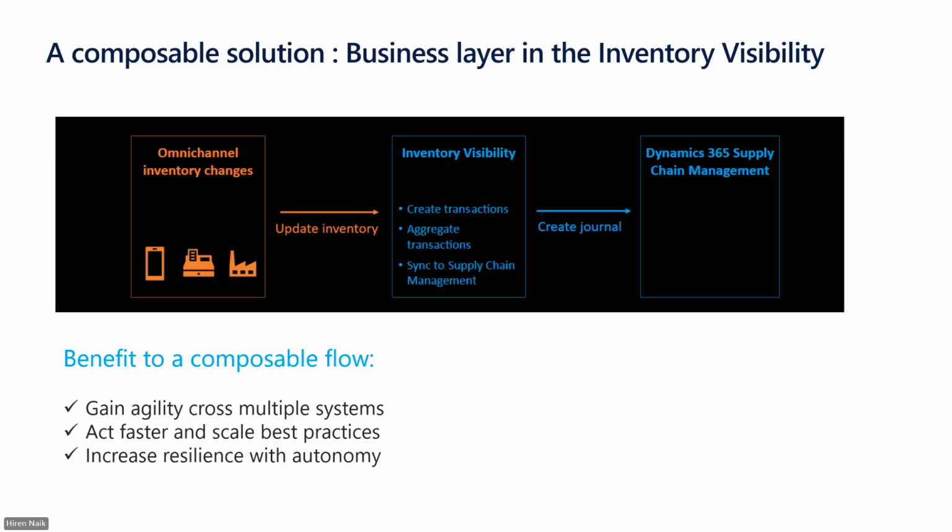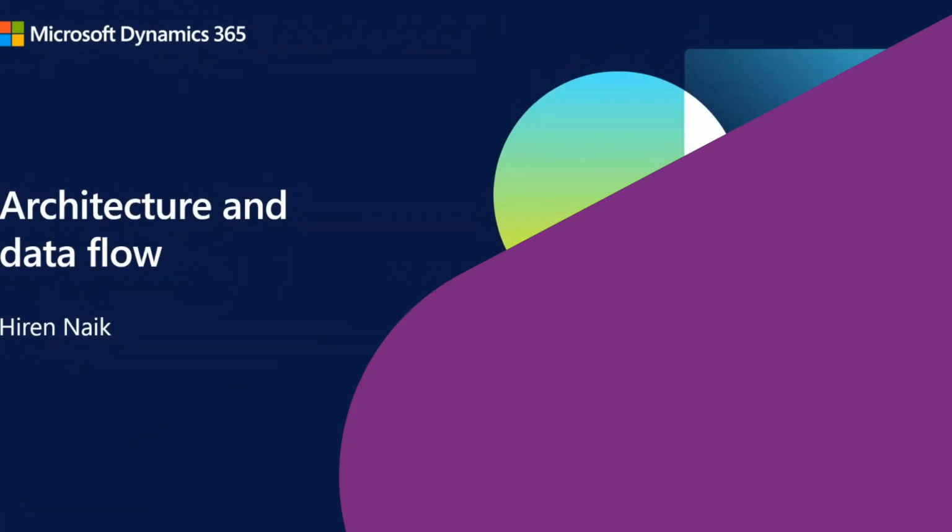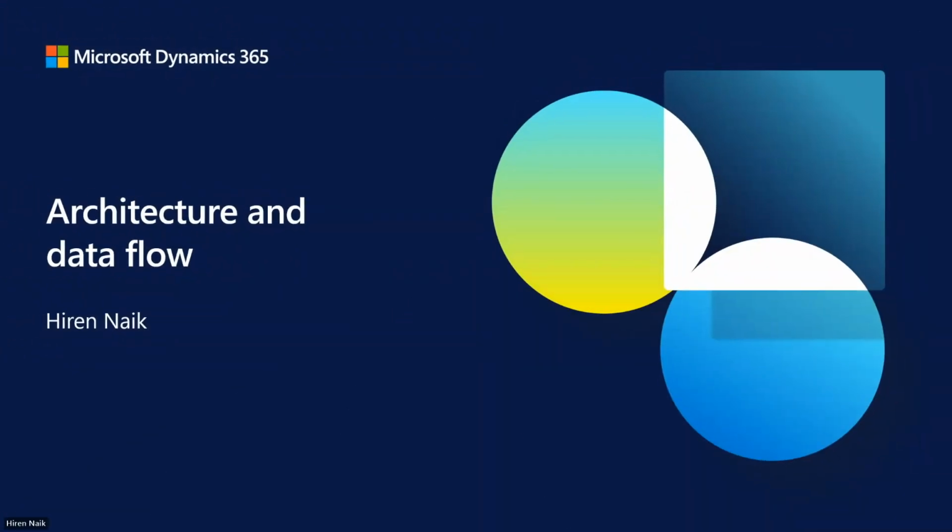It can also ensure real-time system synchronization from omnichannel to F&O through the inventory adjustment journal, where the ultimate inventory updates are seamlessly posted in the F&O. Additionally, this composable architecture can increase the resilience by granting great autonomy in managing and adopting inventory update processes. Okay, I will hand over to Hiren to give you a detailed introduction of how this solution looks and how it works.